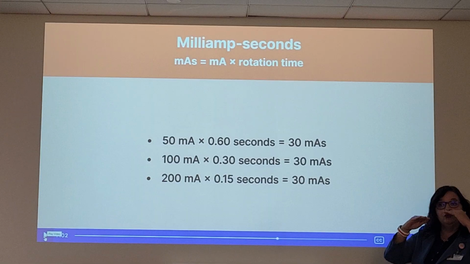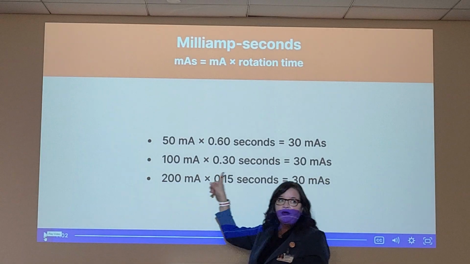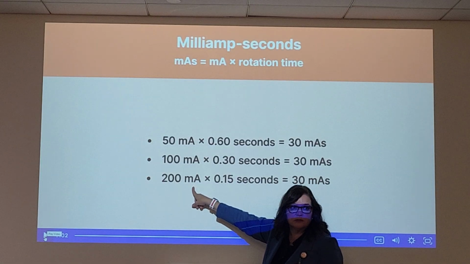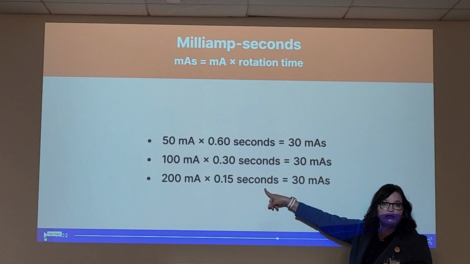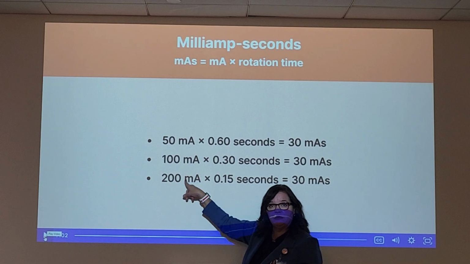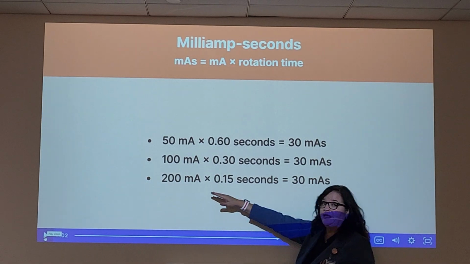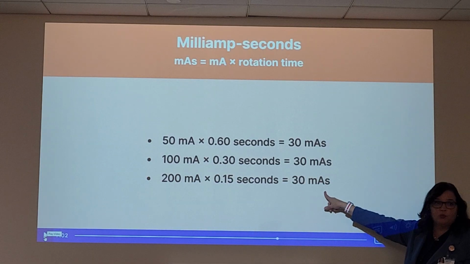So in order to control patient dose, we must manipulate these factors. Do we want more electrons? Or do we need more time to rotate around the patient? Do we need more electrons, more photons in the mix? Or do we need more time? Either one, if the answer is yes, if you do not adjust the other, the mAs will increase.